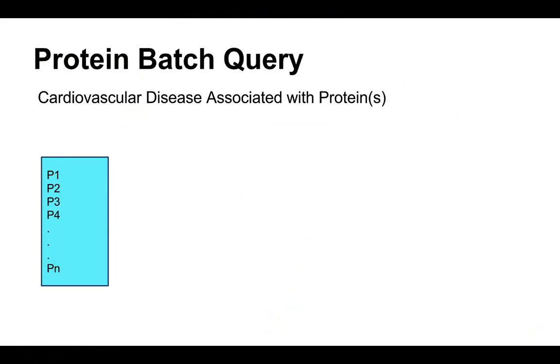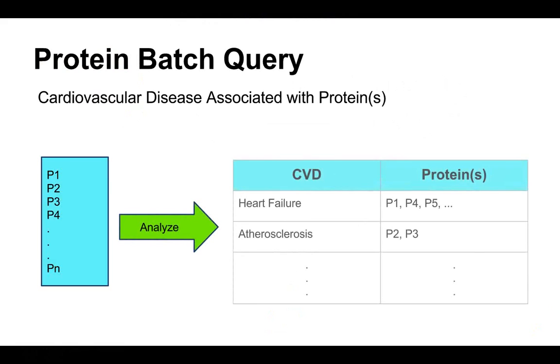So first, I'll go over the protein batch query. The idea here is that our user has a list of proteins, and he wants to see what cardiovascular diseases are associated with that particular list of proteins. So the user submits a list and clicks Analyze, and COPaKB will give a table view of the cardiovascular diseases mapped to the proteins. Diseases are mapped using PubMed and Online Mendelian Inheritance in Man, or OMIM.